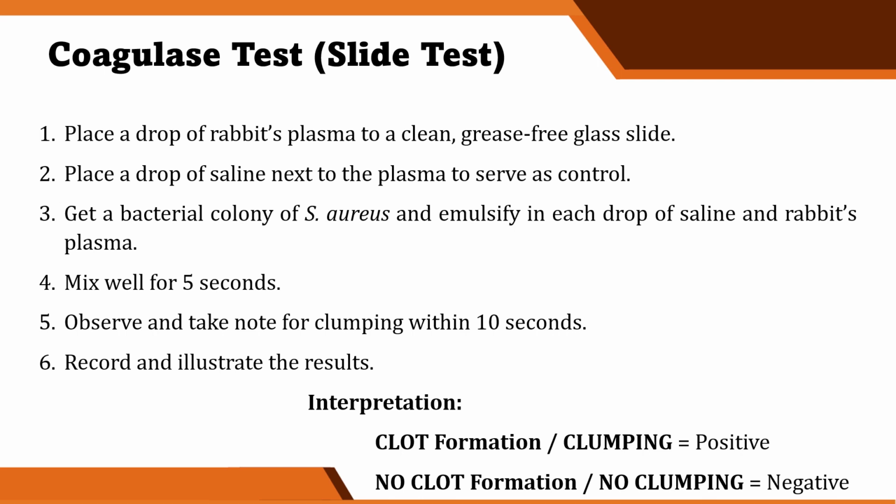Okay. So, what is the method or procedure natin? For the coagulase test, place a drop of rabbit's plasma on a clean, grease-free glass slide. Place a drop of saline next to the plasma to serve as your control. Get a bacterial colony and emulsify in each drop of saline and rabbit's plasma. Mix well for 5 seconds and observe for clumping within 10 seconds. Record and illustrate the result.